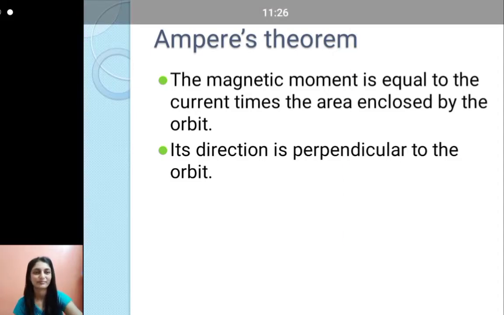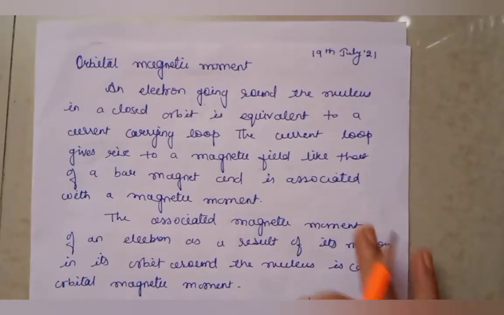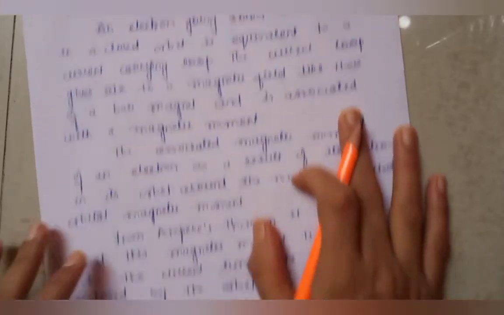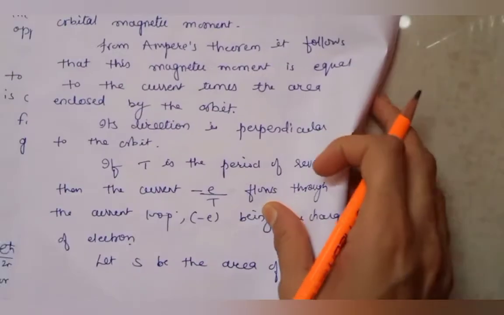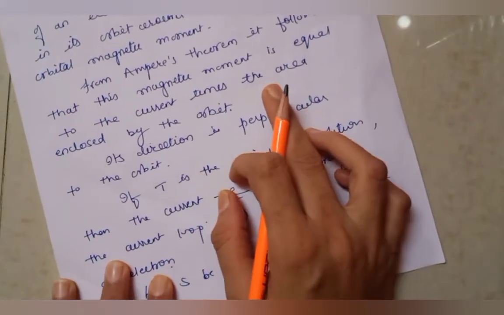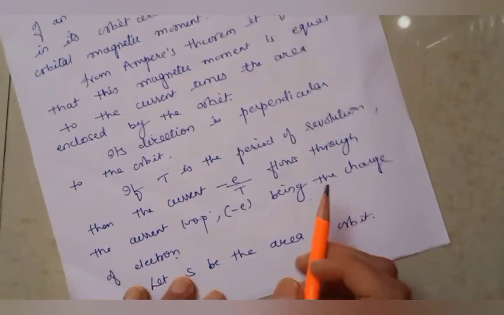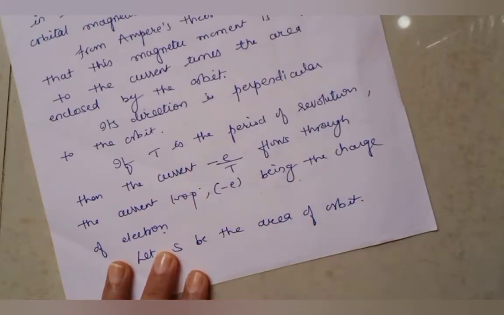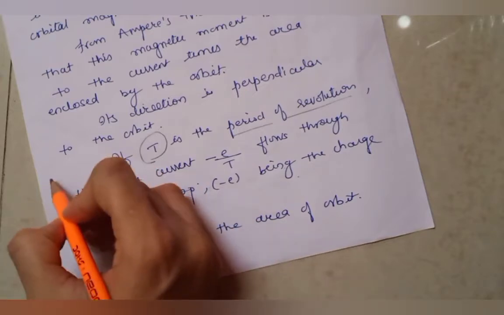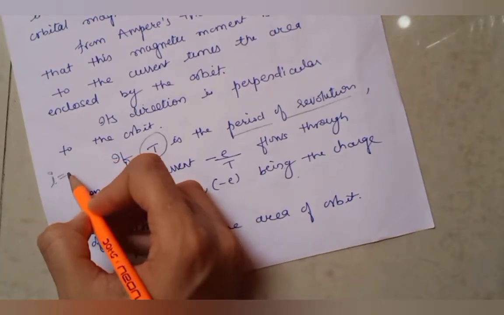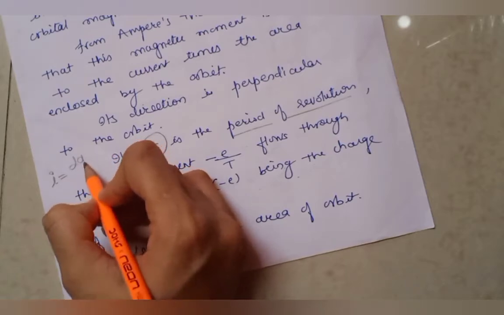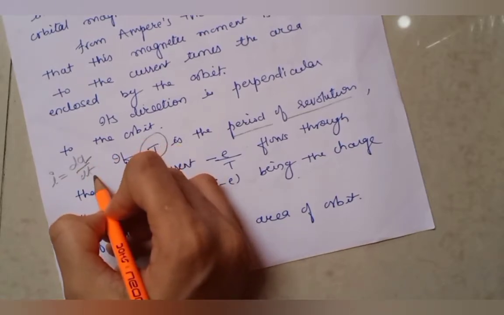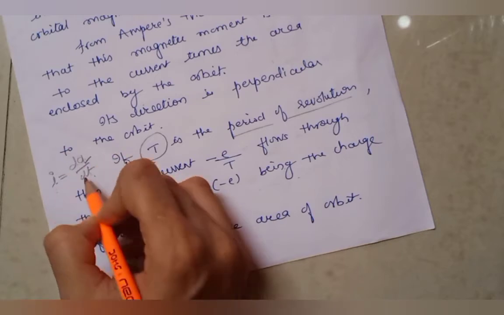So now let us calculate how much the orbital magnetic moment of the electron is. As I said, today we are going to talk about orbital magnetic moment. From Ampere's theorem it follows that the magnetic moment is equal to current times the area enclosed by the orbit. Suppose the period of revolution of the electron is capital T. Current is the rate of flow of charge, I = dq/dt, or charge upon time.